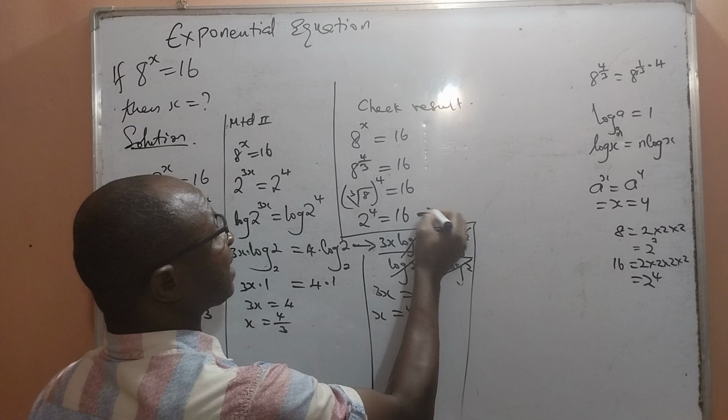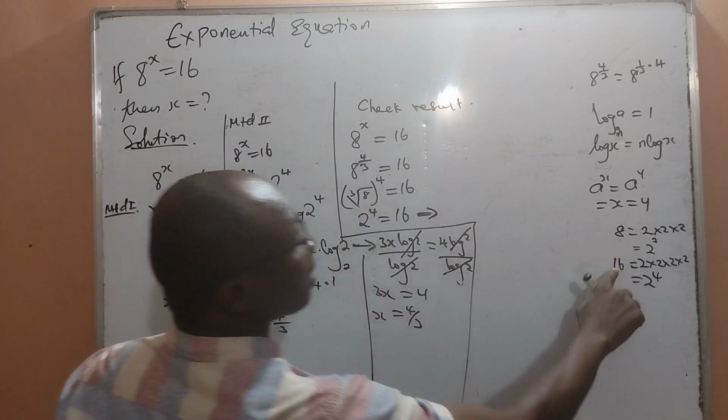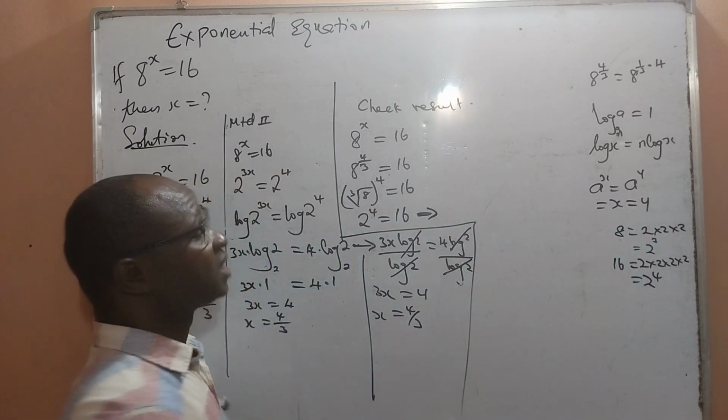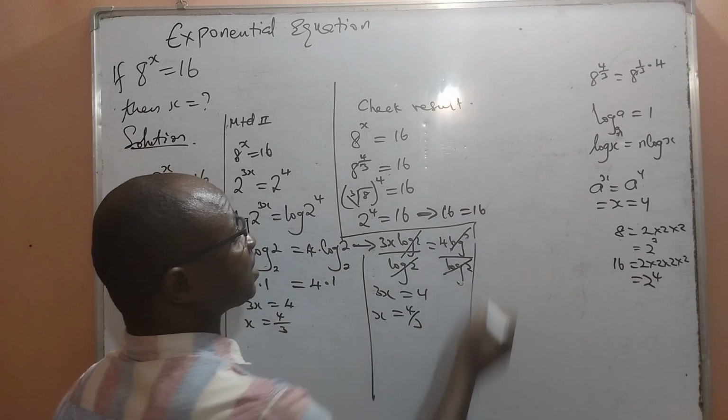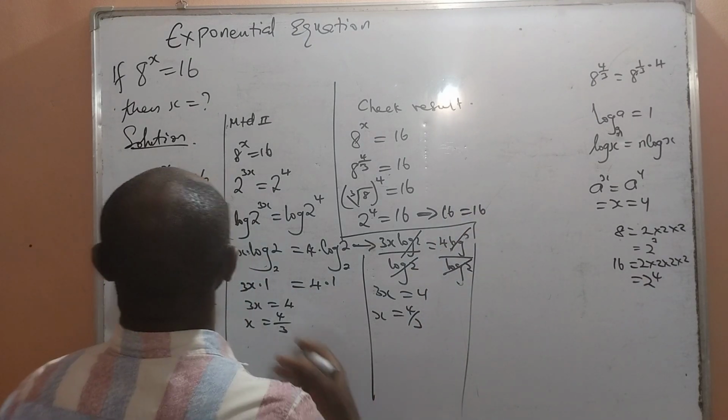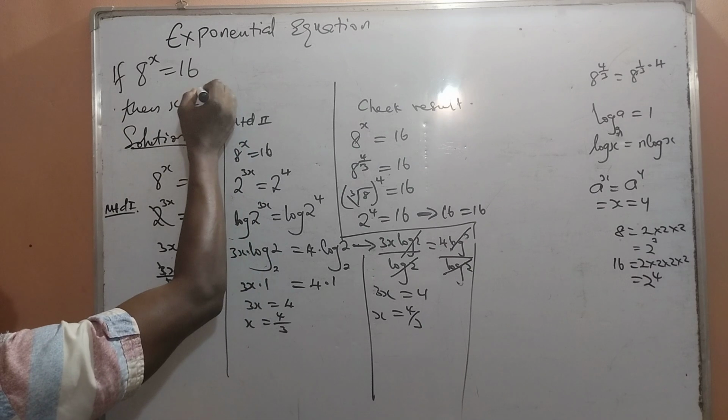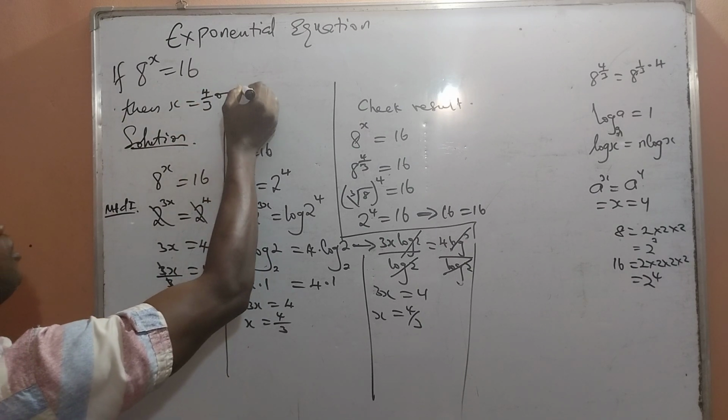Yes. This implies that 2 raised to the power 4, we have already explained it here, is equal to 16. Authenticating the answer that we have gotten, that the value of x is 4 all over 3 or 1 whole number 1 over 3.